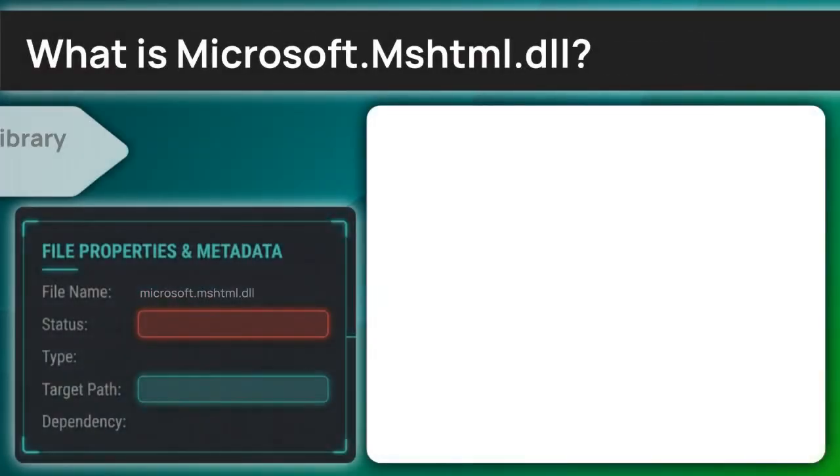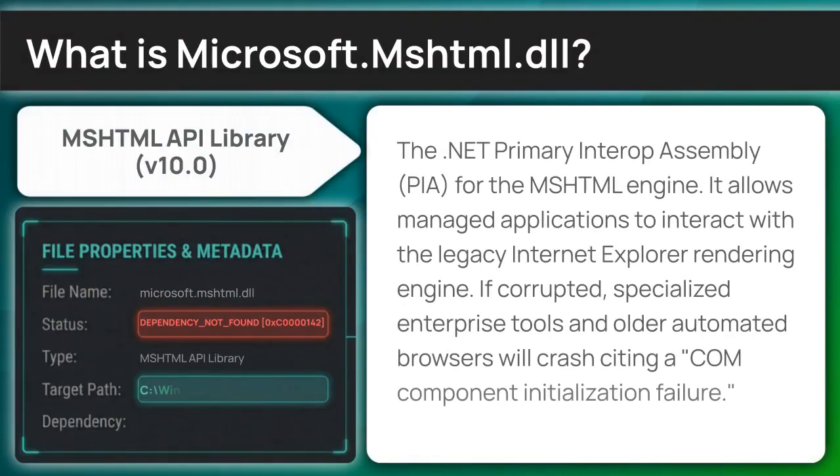This is the Microsoft HTML Engine Library, the .NET Primary Interop Assembly, PIA, for the MSHTML engine. It allows managed applications to interact with the legacy Internet Explorer rendering engine. If corrupted, specialized enterprise tools and older automated browsers will crash, citing a COM component initialization failure.